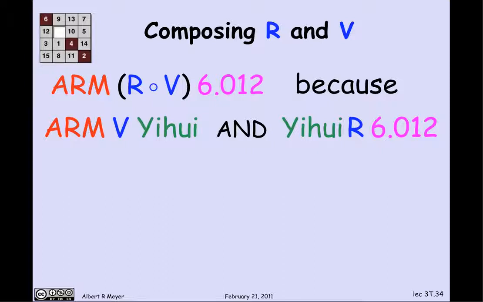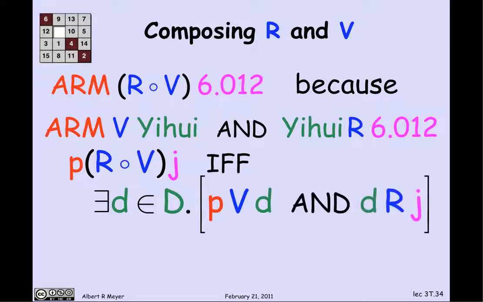ARM has Yi-Hui as an advisee, and Yi-Hui is registered for 6012. And this relation R∘V, we figured out, is the relation that the professor has an advisee in the subject. So in general, what we can say is that a professor P is in the R∘V relation to J if and only if, and here we're going to state it in formal logical notation, which really applies in general and not just to this particular example.